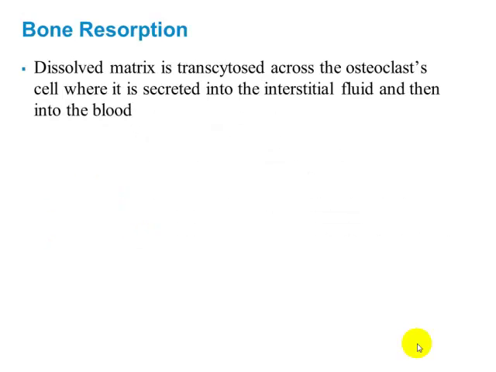When that matrix is dissolved by the osteoclast, it will then take that and actually transcytose it across the cell and secrete it into the interstitial fluid in the blood. Right? So these osteoclasts, you could almost imagine that they are digesting and breaking down the bone and then sucking it up into them and then spitting it out the other side. Right? In a crude way, that's kind of what they're doing.